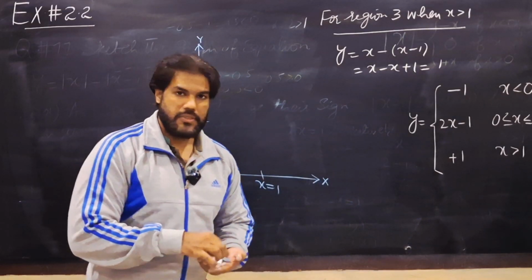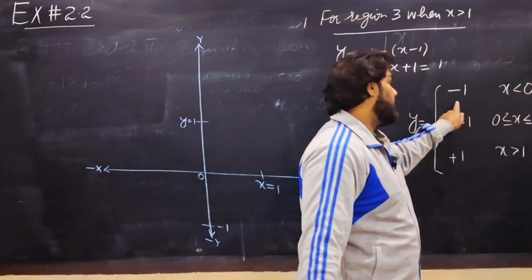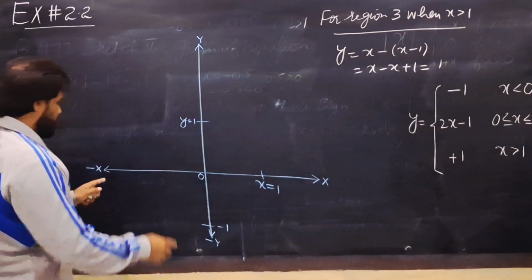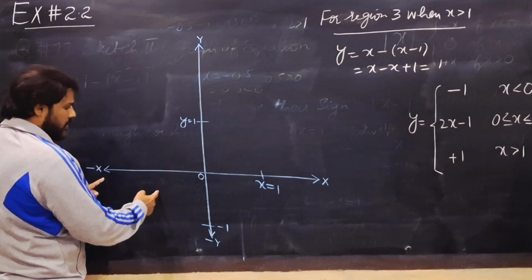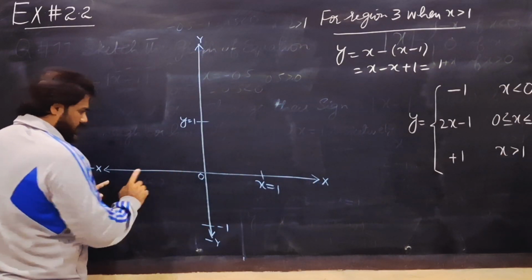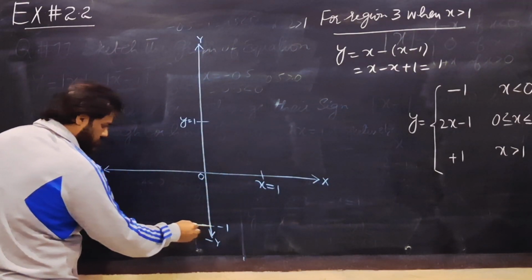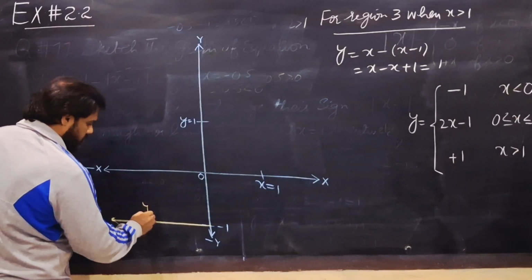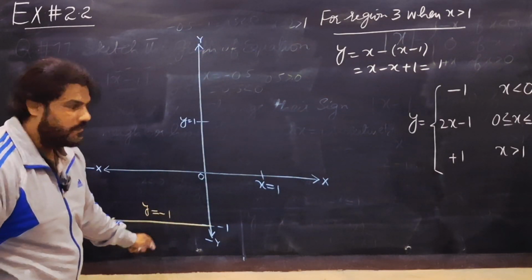What is the first part? The first part is when x is negative, that is less than 0, then y is minus 1. Where is x negative? X negative lies in the second or third quadrant, on the negative x-axis. Your y is minus 1. It means in this portion, your y is always minus 1. This is a straight horizontal line. Y is equal to minus 1 when your x is negative.